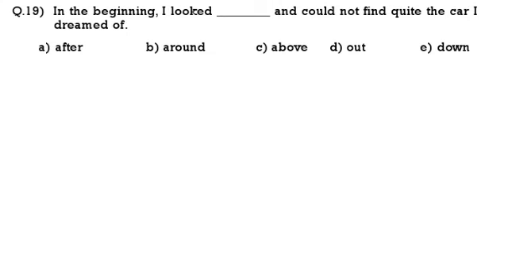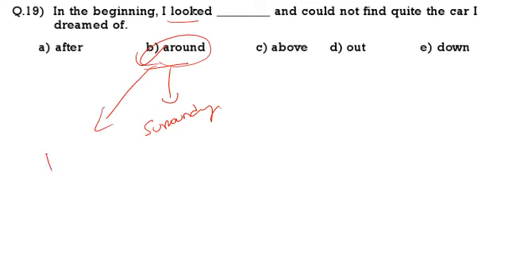In the beginning, I looked dash and could not find quite the car I dreamed of. In the beginning, I looked around. Looked around means looked in the surroundings. So here we need a preposition to modify look. Around is a preposition. So looked around is correct.